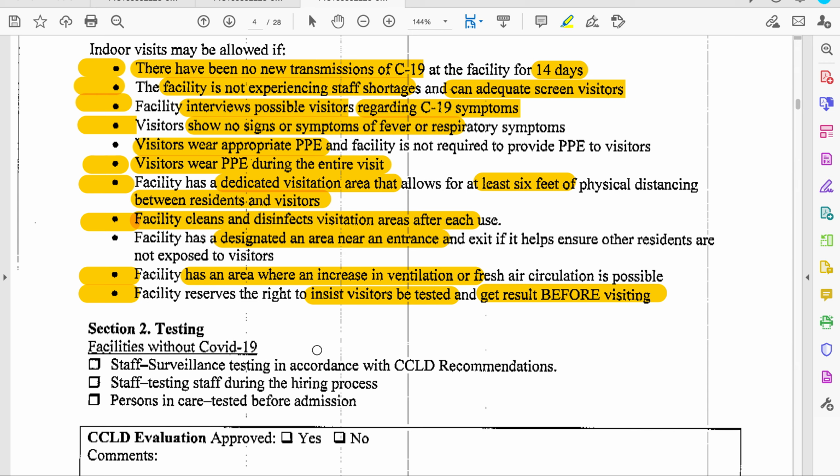This will conclude Section 1 of COVID-19.